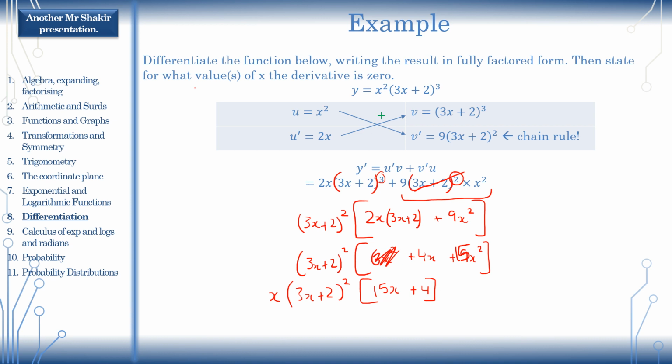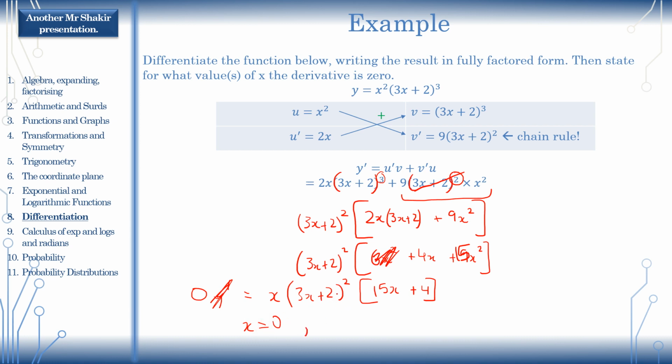Then state for what values of x the derivative is 0. Well, I've differentiated this, so this is y prime, this is y dash, this is the derivative. What values will the derivative be 0? Well, let's just solve that. If that was equal to 0, where would it equal 0? By the null factor theorem, x equal to 0, that's one solution.